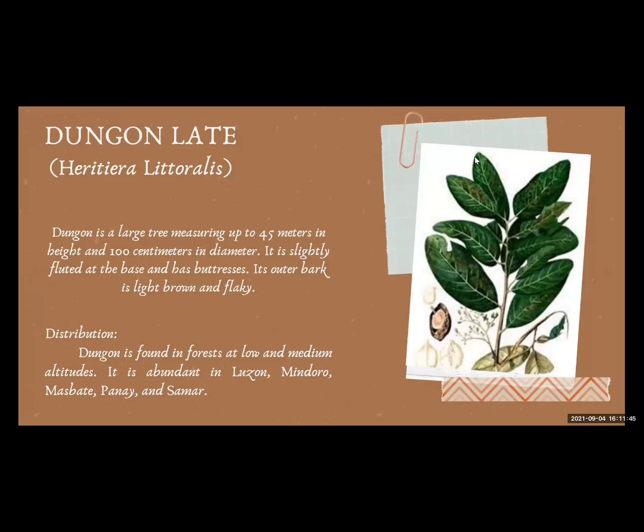I am going to report the 5 species, which are the Dungon latte, ipil, kubi, kalampas, and neem. So first, I am going to discuss Heritiera littoralis, also known as the Dungon latte.